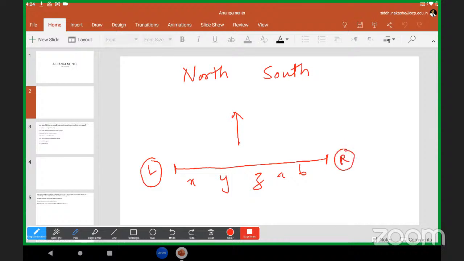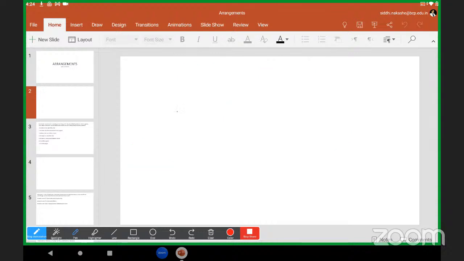Whenever there is a single direction given, suppose in the question it is given north, you can consider this as left and right, and even if it is given south, you can consider this again as left and right, as there is only a single way of arrangement. You can consider it from any side. But whenever two conditions are given, suppose there are two rows, this is first and this is second.